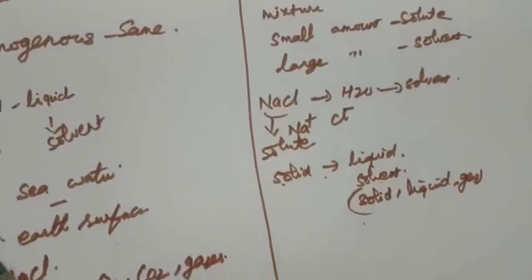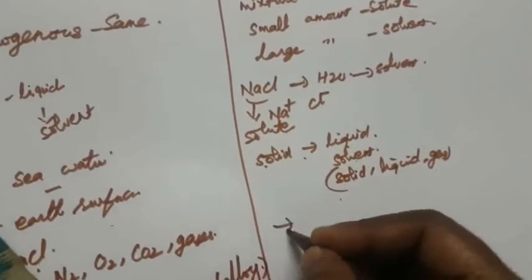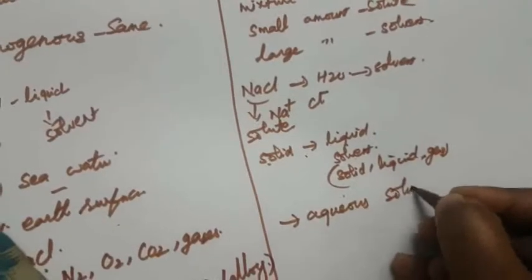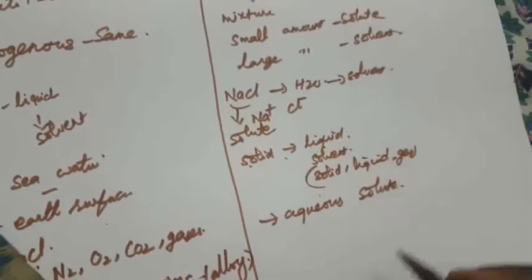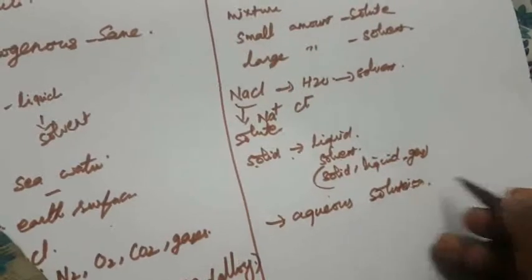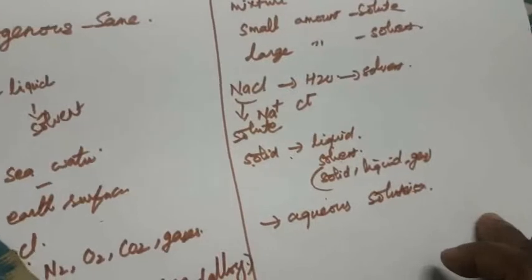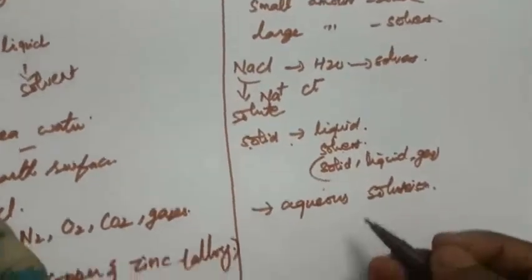Suppose we take a solute and dissolve it in water, what is the name of that solution? Aqueous solution. What is meant by aqueous solution? When any solute is dissolved in water, it is called an aqueous solution. If a solvent other than water is used, it is called a non-aqueous solution.